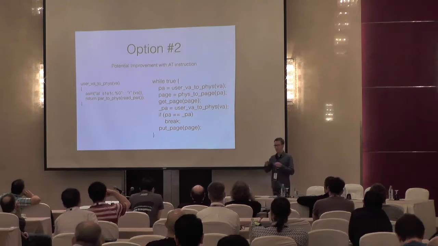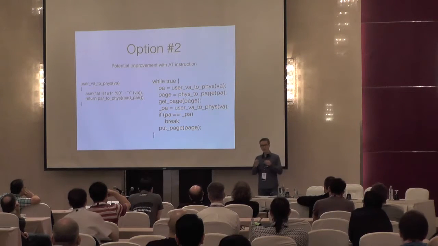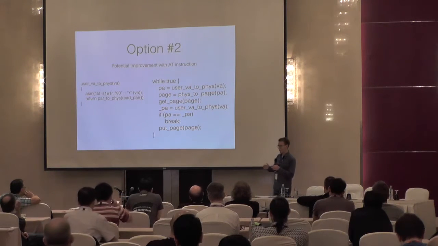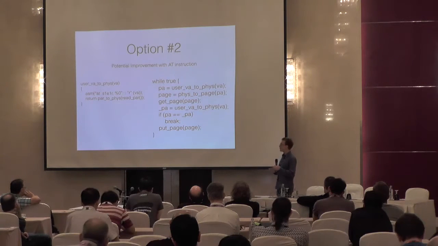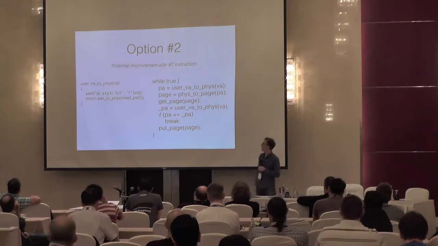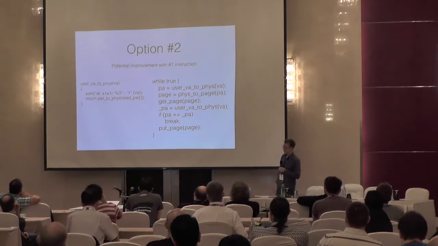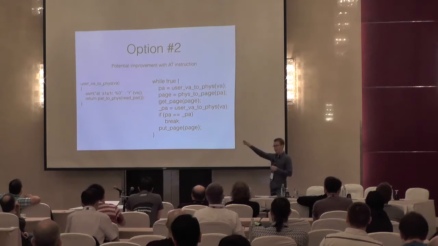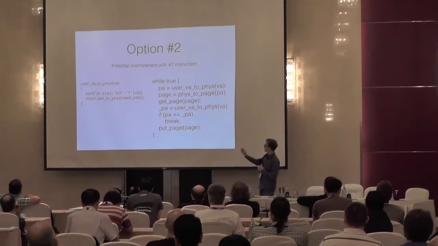So you can potentially improve by using the architecture's address translation function, or instruction, where you basically give it a virtual address and you say, do the MMU translation from virtual address to physical address and do it in this translation regime. So that's what I sort of implemented over there in the user VA to phys function pseudocode thing. Don't start telling me I need more ISBs and stuff. I know. It's just conceptual.